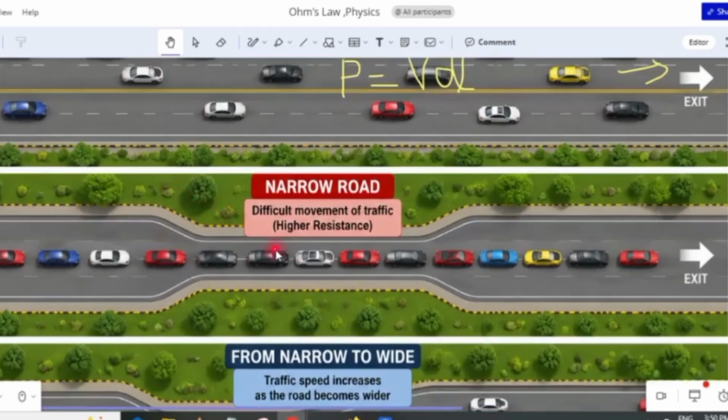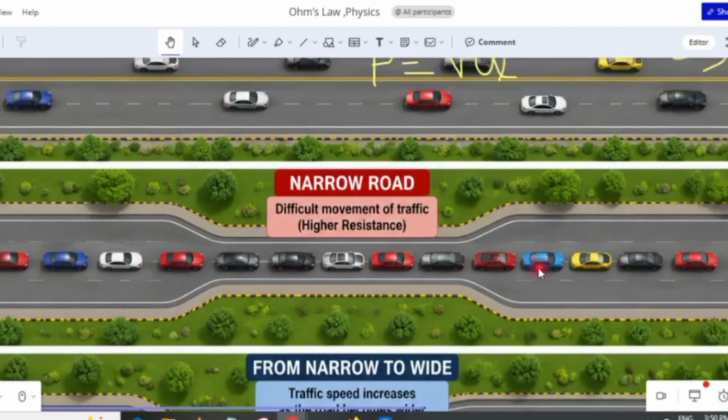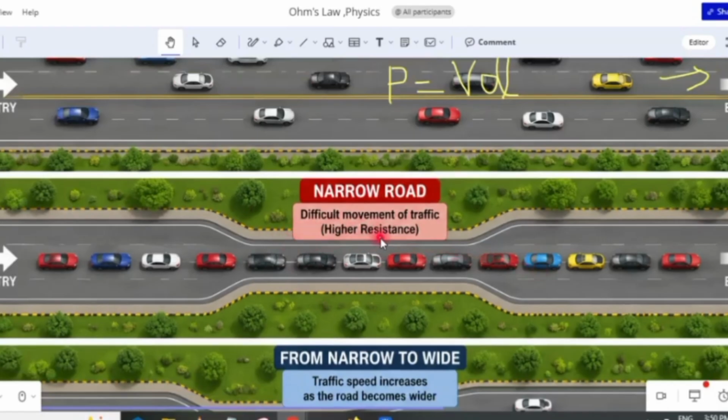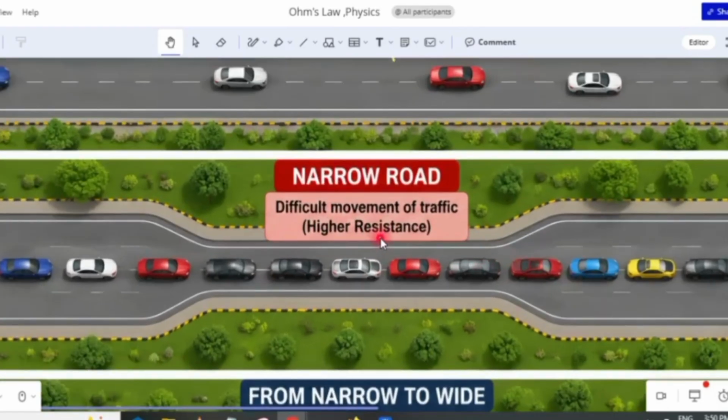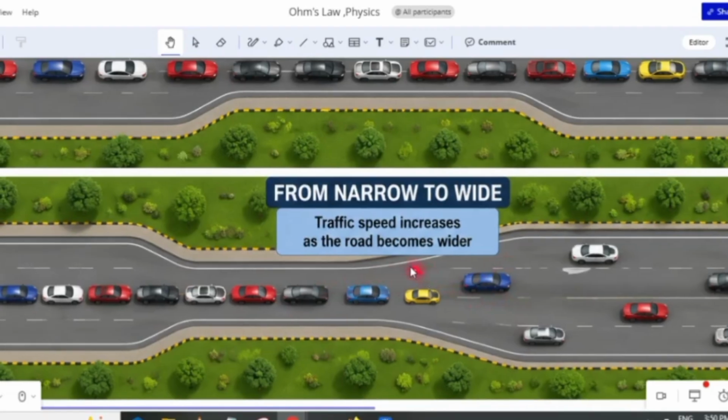Now, look what happens when the road suddenly becomes narrower. Cars can't move as easily anymore. They slow down and begin to queue. This narrow section behaves like electrical resistance. Resistance opposes the flow of charges just as a narrow road opposes the flow of traffic. Finally, imagine we widened the road again. The traffic moves much more easily. Similarly, if resistance decreases, electric charges flow more freely, so current increases.